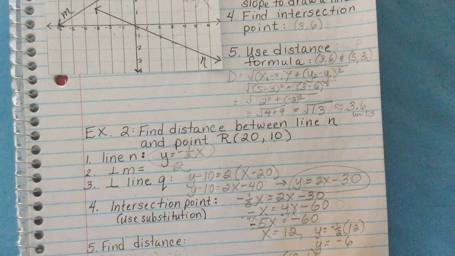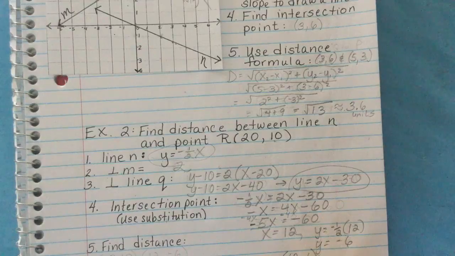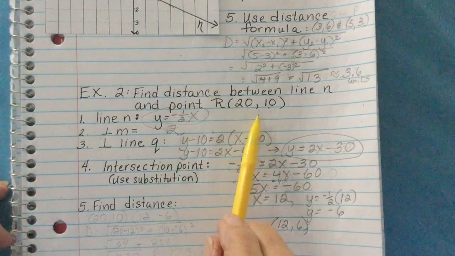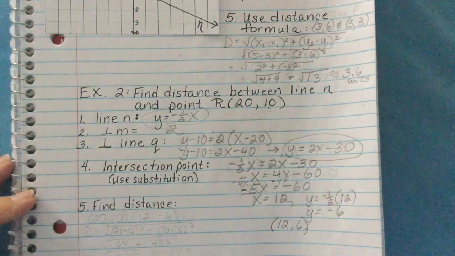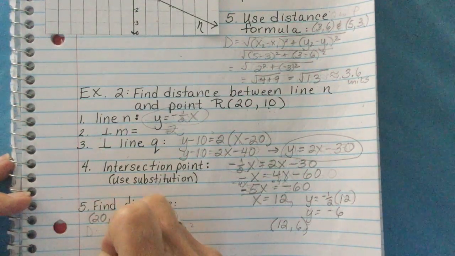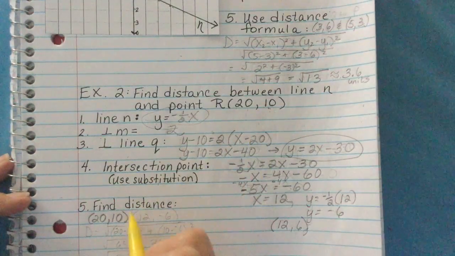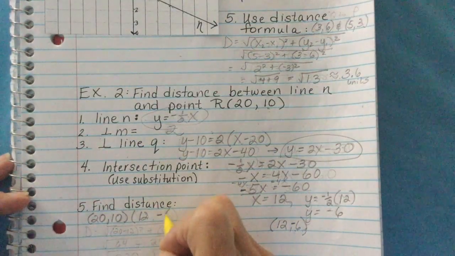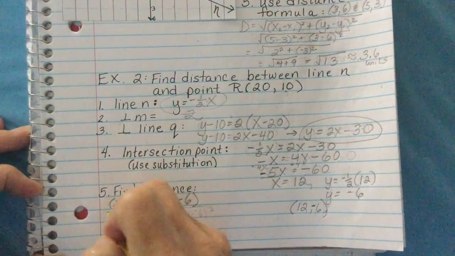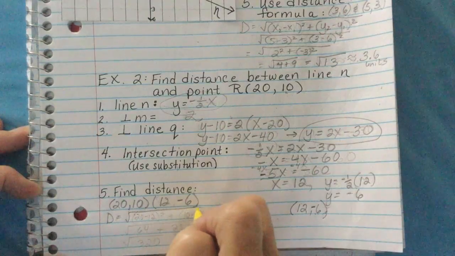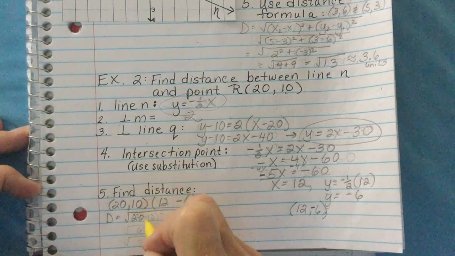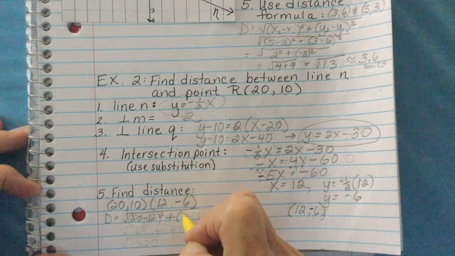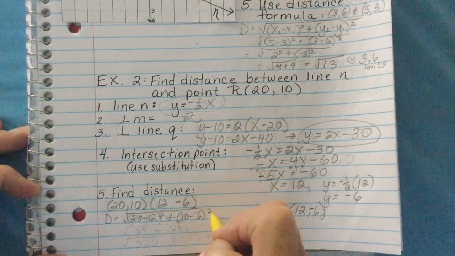So this point is on line N, and we want this point and our (20, 10), we want the distance between these two. So we now have to use our distance formula. We're going to use the distance between (20, 10), which is where we started with R, and the intersection point that we found at (12, negative 6). Oops, I forgot my negative. So we'll plug this into our distance formula. We're going to subtract our x's, 20 minus 12, and square it. We're going to subtract our y's, 10 minus negative 6, and square it.